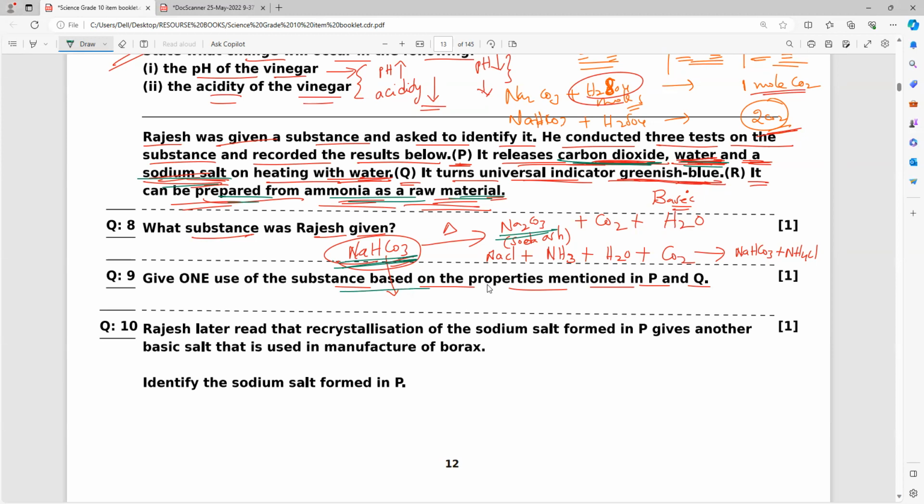Now give one use of the substance. Sodium hydrogen carbonate, we can use it instead of magnesium hydroxide. What is that? Antacids. Very good.